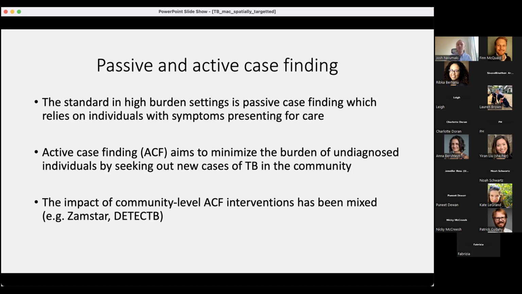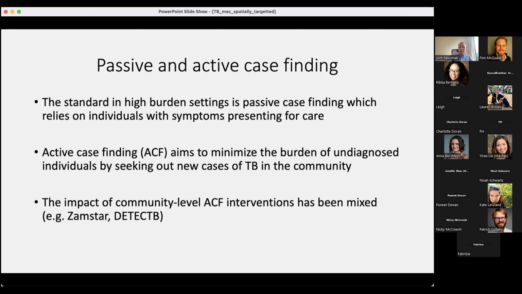There are different kinds of active case finding interventions, but in general in the literature there have been various trials and studies, and the results have been somewhat mixed. For instance, there was a ZAMSTAR study in Southern Africa that looked at a couple of different interventions, and one of them was enhanced case finding, which included things like more access to diagnostics and community mobilization. But in this particular trial, there was a null effect of this community-based enhanced case finding.